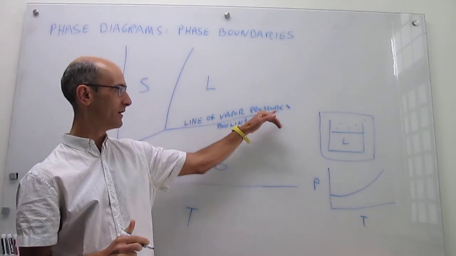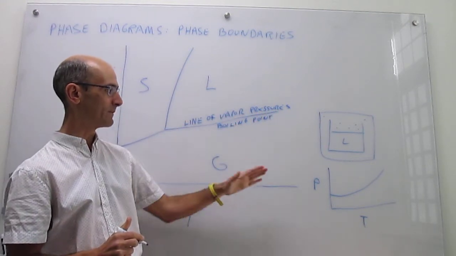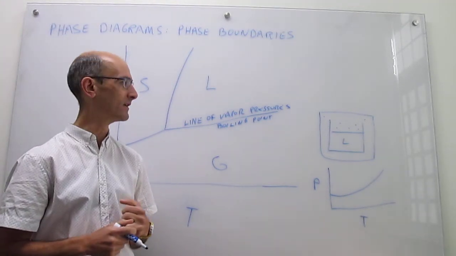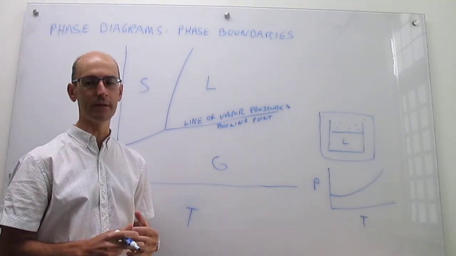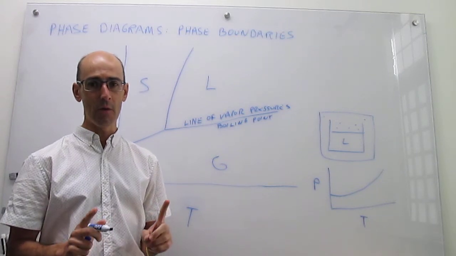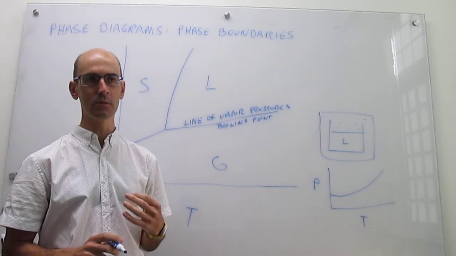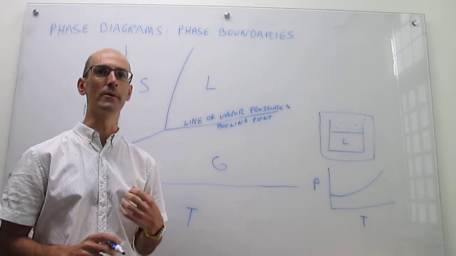There's some curvature to this line that I'm not explaining here in this graph, and that's something that we will see later on in other videos. Okay, but that's kind of the idea in this phase boundary. Now, this line is also the line of boiling points. Okay, so let's try to explain that a little bit better.